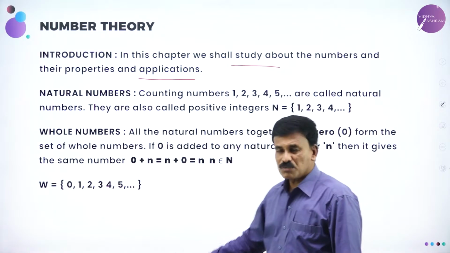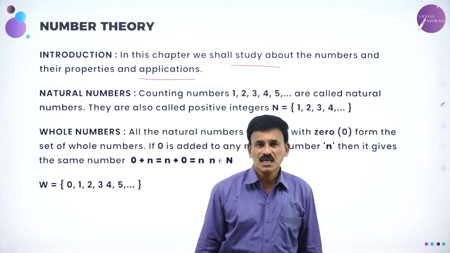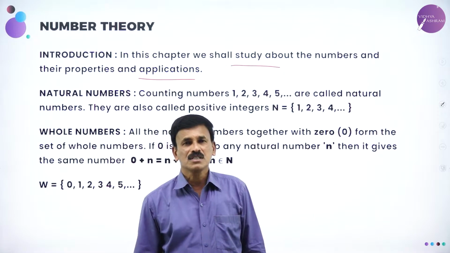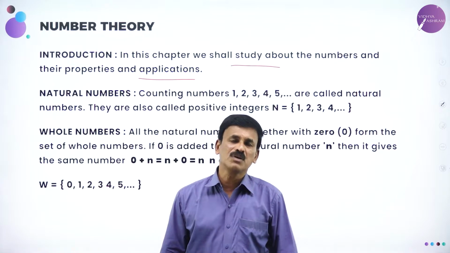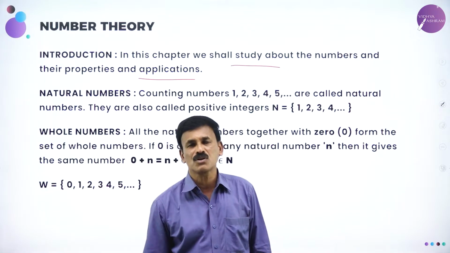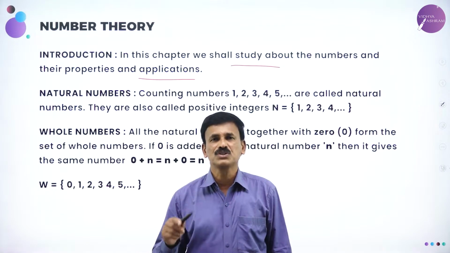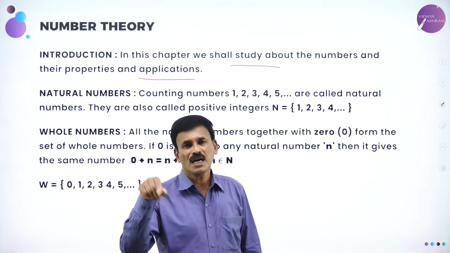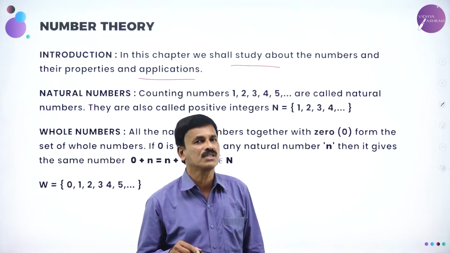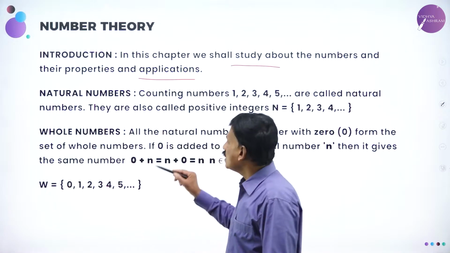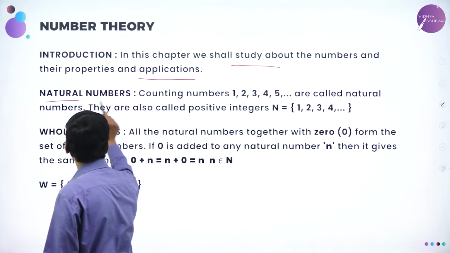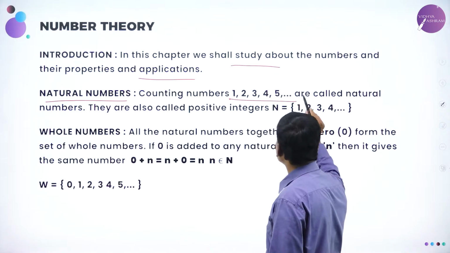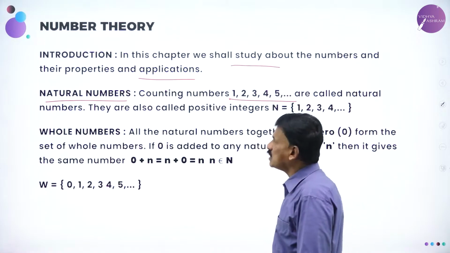Then let us come to the first concept. Let us know regarding the natural number. You might have studied that the set of all counting numbers forms the natural numbers. All counting numbers 1, 2, 3, 4, 5, 6 come under the natural numbers, and the set of natural numbers is denoted as N, capital N. So natural number means counting numbers 1, 2, 3, 4, 5 are all called natural numbers.